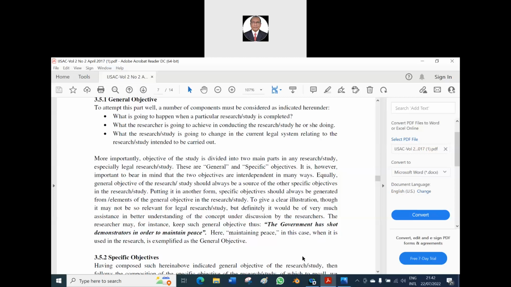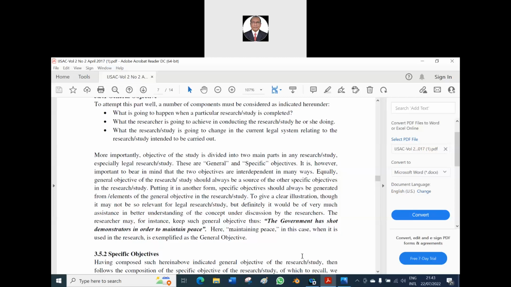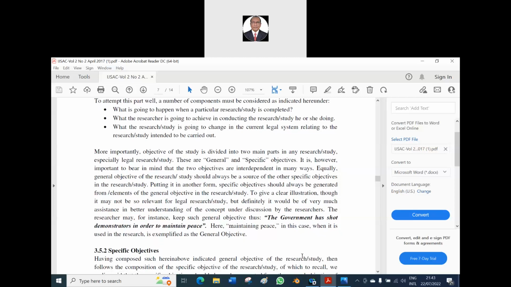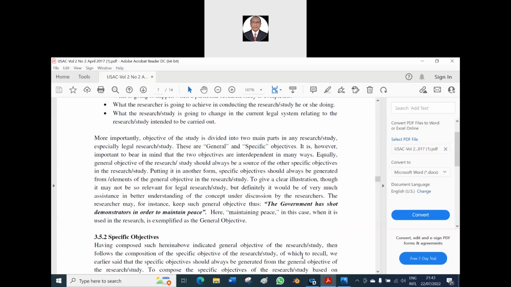So what are the variables? What are the variables to achieve maintaining the peace? Number one, cane. Number two, horses. Number three, vapor gas. Number four, rifle or gun.